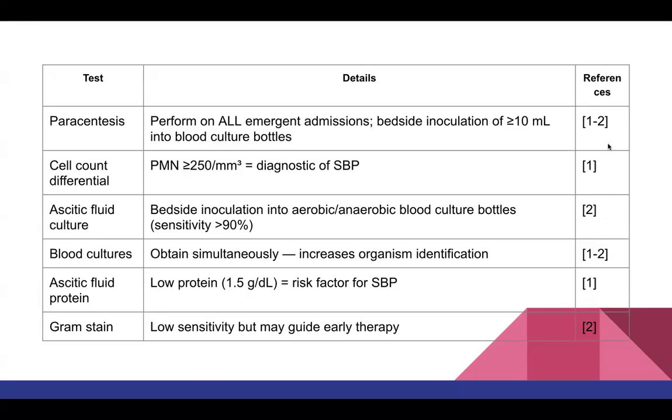And then ascitic fluid culture as well. The bedside inoculation into aerobic and anaerobic blood culture bottles. You also get a blood culture simultaneously, which increases organism identification, but getting a positive or negative culture does not change the diagnosis of SBP. Also, ascitic fluid protein. Low protein is typically seen with SBP, typically total protein of less than 1 gram per deciliter. And then the gram stain will have low sensitivity, but may guide early therapy.